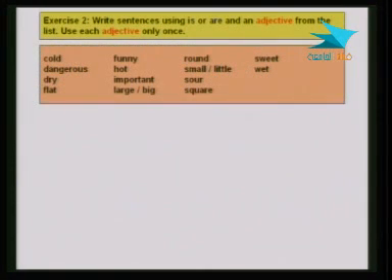Write the sentences using is or are and an adjective from the list. Use each adjective only once. Well, here is another exercise. And in this box again, we have some words, and I will say them, you repeat after me. يعني أنا راح أقولها وأنت إيش تعيد معي.